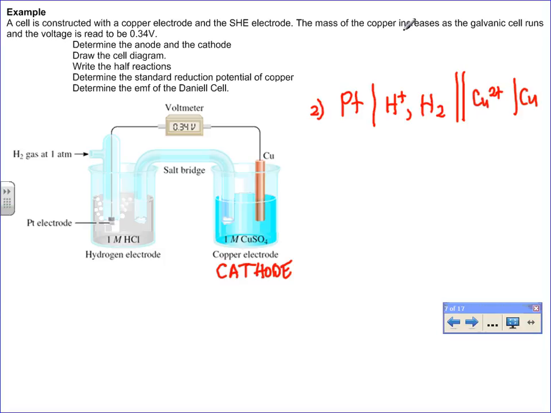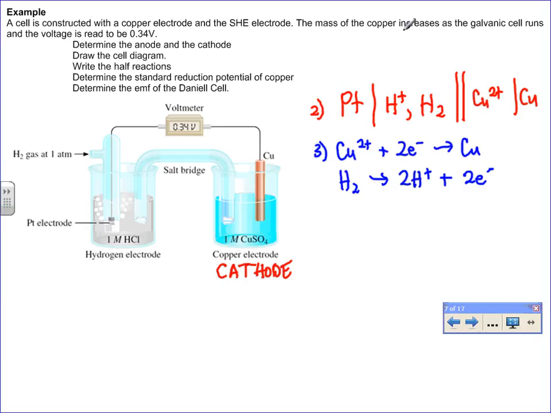For the half reactions, we know at the cathode that the copper is gaining electrons to form copper. And in this case, the SHE electrode is undergoing oxidation, so the oxidation reaction for that is the hydrogen gas is being oxidized to hydrogen ions. Okay, so these are the two half reactions that are occurring in this cell.